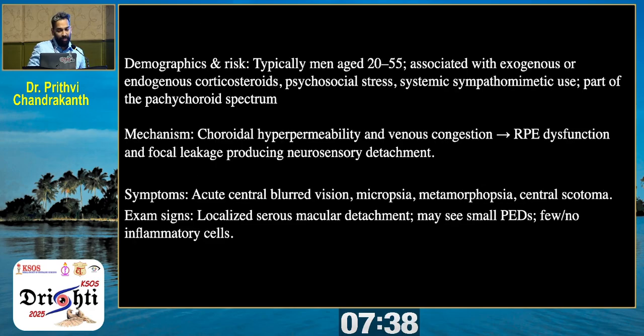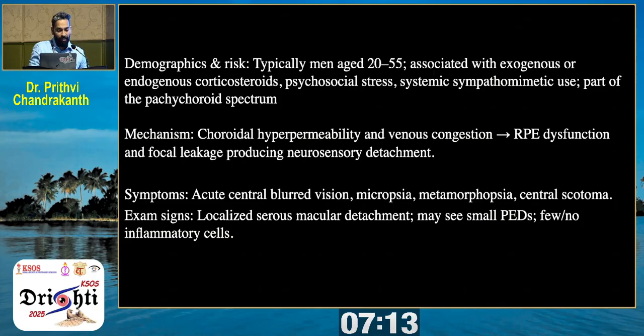So what is the demography? Typically it happens in men aged 20 to 55, associated with exogenous or endogenous corticosteroids, psychosocial stress, and systemic sympathomimetic use, and it's part of the pachychoroid spectrum. The mechanism here is choroidal hyperpermeability and venous congestion, causing RPE dysfunction and focal leakage, producing neurosensory detachment.